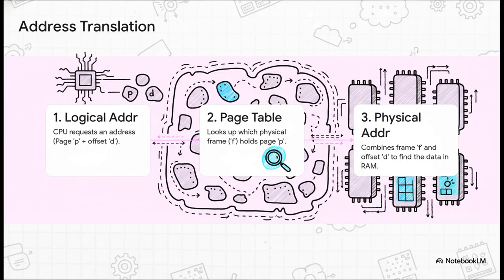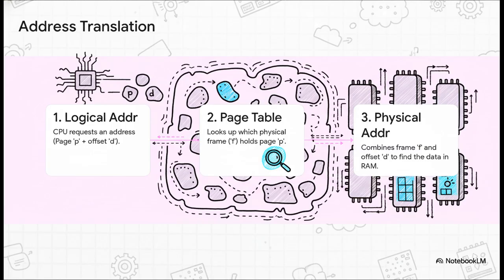So you're probably wondering, how on earth does the computer keep track of all these scattered pieces? Well, it uses something called a page table. And this is basically our valet's master map. Here's how it works. The CPU says, I need some data, and it generates a logical address.